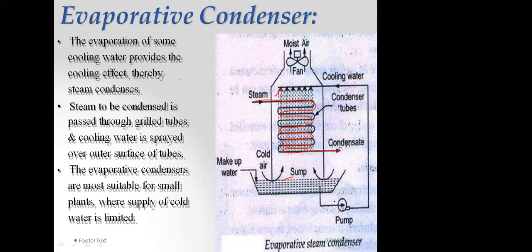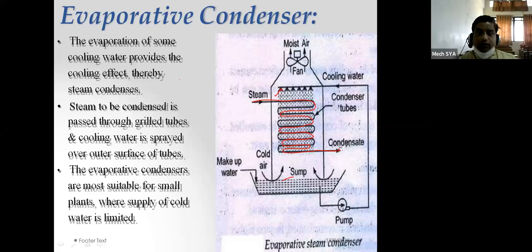And this cooling water, while flowing in this direction, comes in contact with air. Okay, and the air will cool that particular water, and it is recirculated back. So whatever water is getting evaporated is supplied in the form of makeup water. So this is the evaporative type of condenser, more suitable for small plants where the supply of cold water is limited. So that I have also explained.